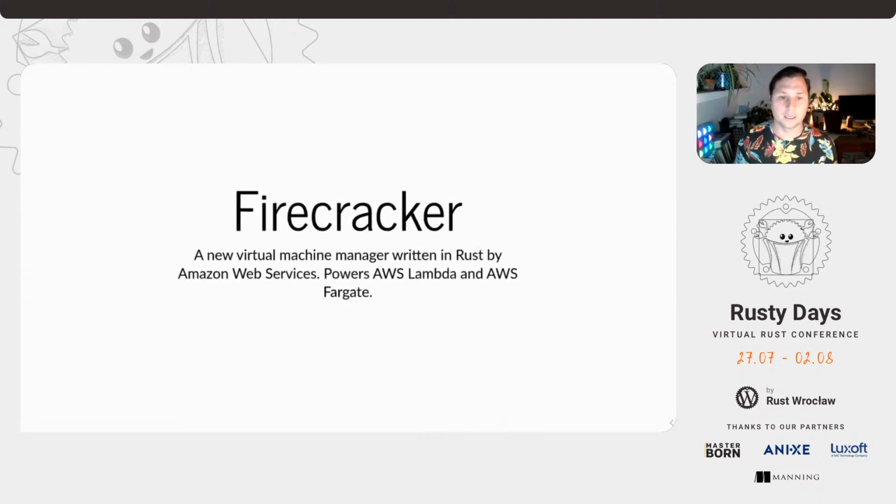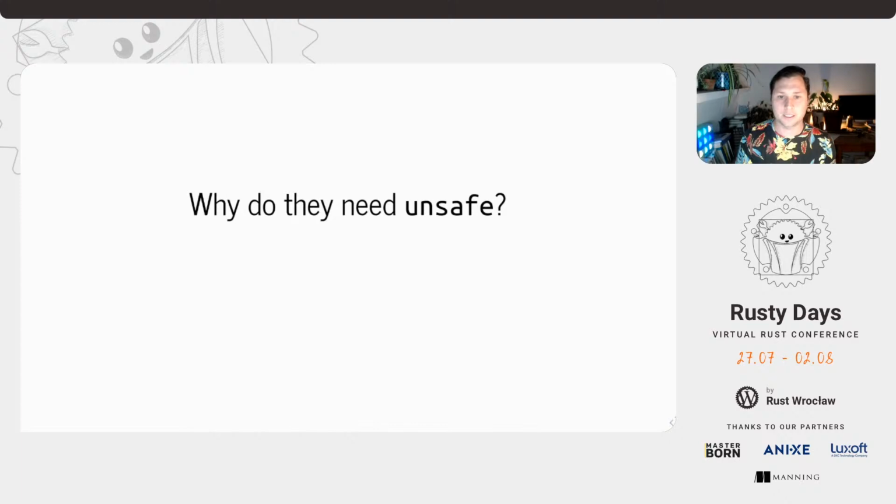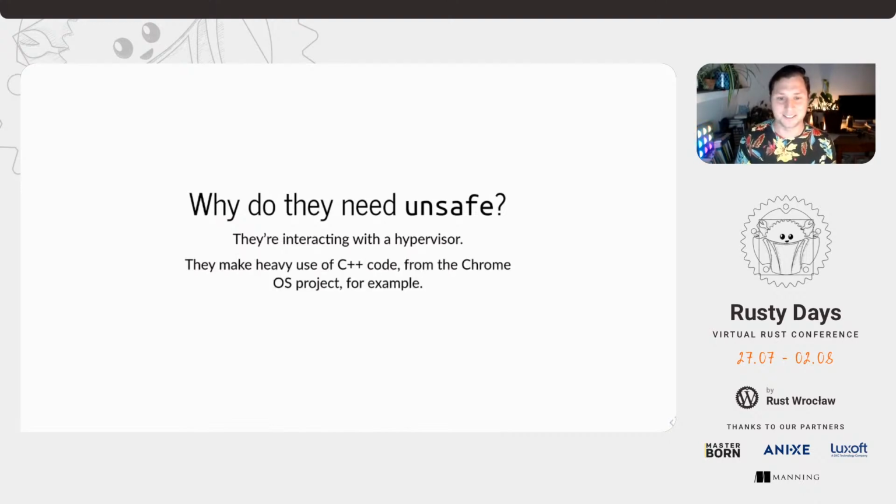Now, I'll get into a project from Amazon, and this is the foundation for the AWS Lambda and the AWS Fargate projects. So we'll start with the question, why do they need unsafe? Well, they're interacting with a hypervisor. They're basically building an operating system manager.